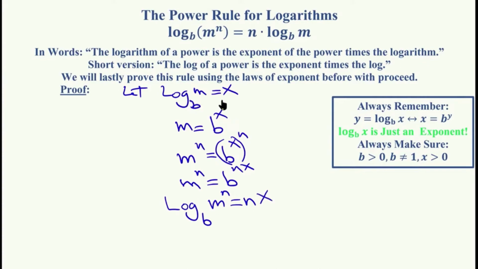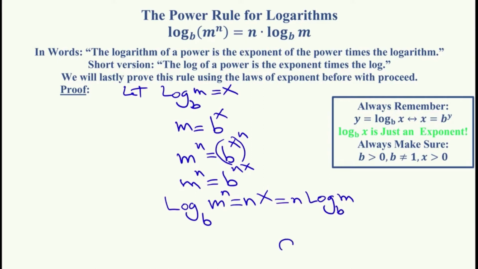Now all you have to do is remember what x is. Remember, log base b of m. So we get n times log base b of m. Isn't that what we were trying to prove? That the log of a power is the exponent times the log. And that's exactly what we accomplished.